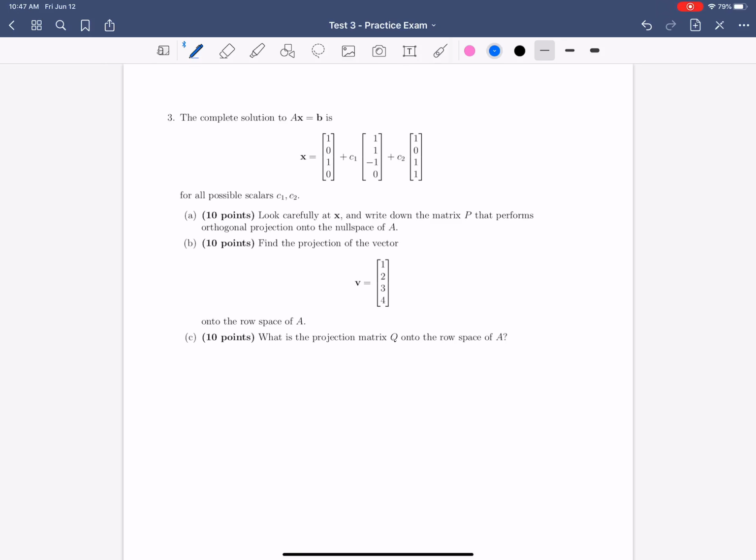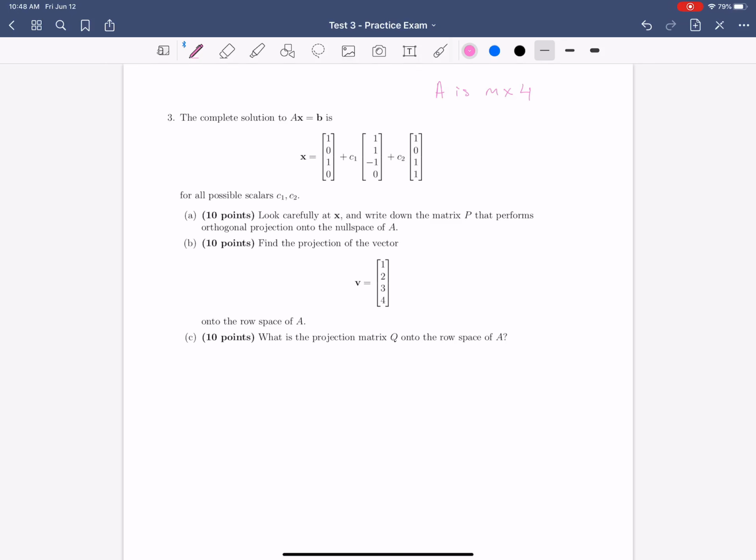And for those of you who solved this correctly, you knew that just from X, we could conclude that A is M by N. Actually, what we know is that we have no idea how many rows M has, but we know that it must have 4 columns.